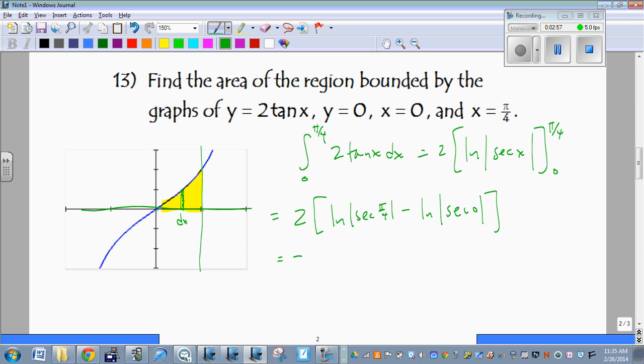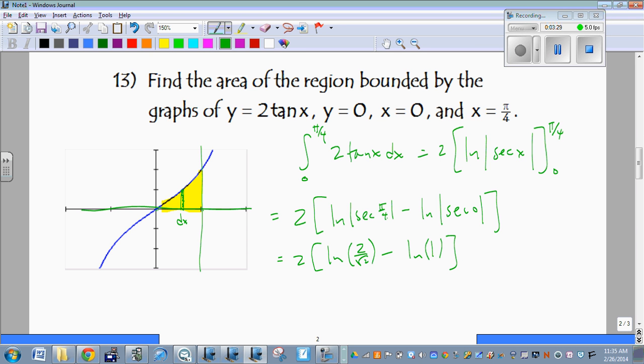We get 2 times natural log secant of pi over 4 is reciprocal of cosine. So if cosine of pi over 4 is root 2 over 2, secant is going to be 2 over square root of 2, minus natural log of secant of 0, the reciprocal of cosine of 0. So cosine of 0 is 1. We just get natural log of 1. Notice I don't have the absolute values anymore because they are positive, so we don't need those anymore.